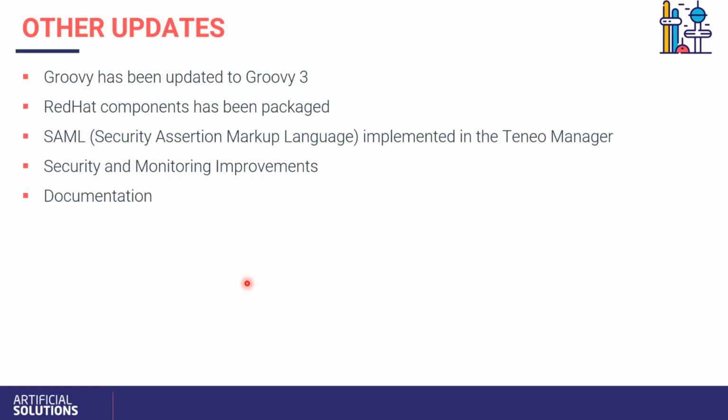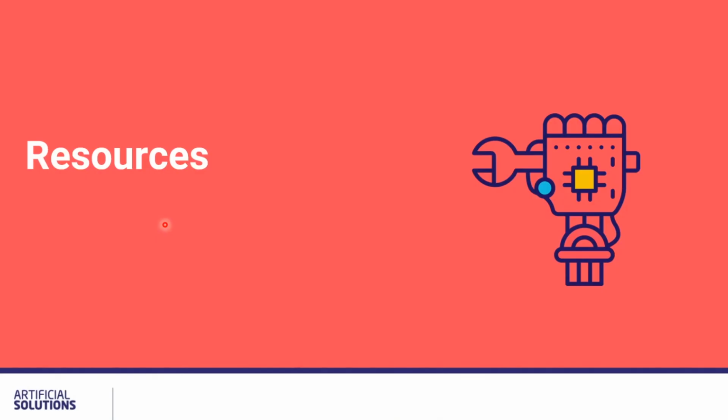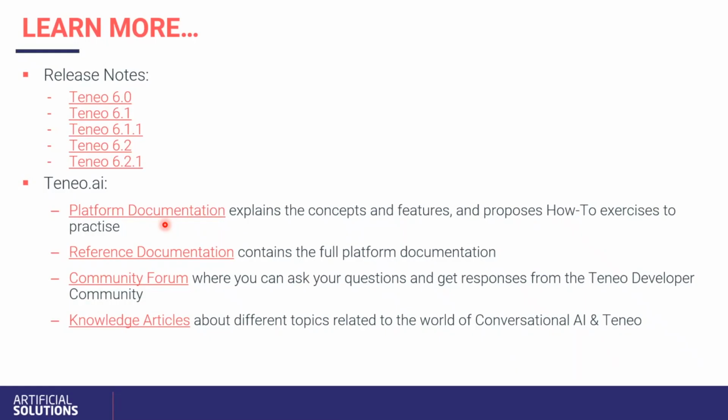And then, this one is here a little bit discreetly, but documentation. Everything about the platform is now documented online. If you haven't already seen it, I really recommend that you have a look at Teneo AI. You can find everything there. It's here on this last slide. On Teneo AI, you have the full platform documentation now. It's not in separate documents, it all sits there. Reference documentation, a forum where you can go ask questions, and knowledge articles with tips and tricks about how to work with the different features. All of that is on Teneo AI.